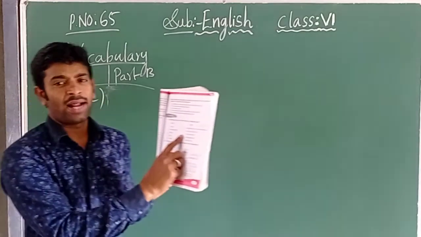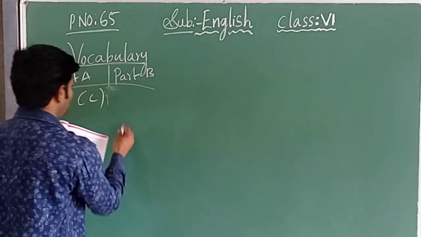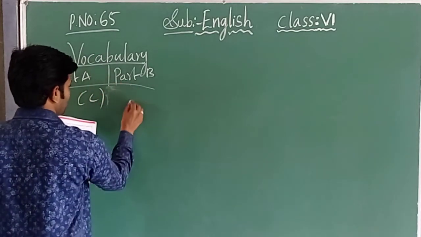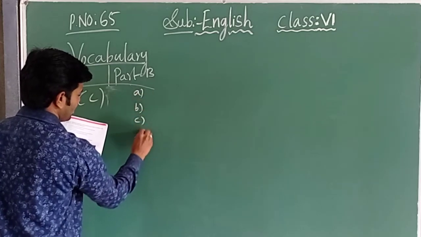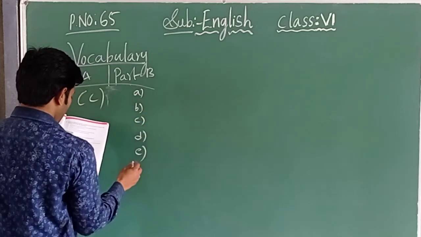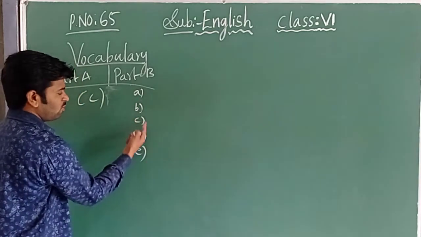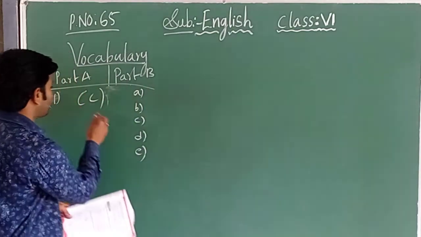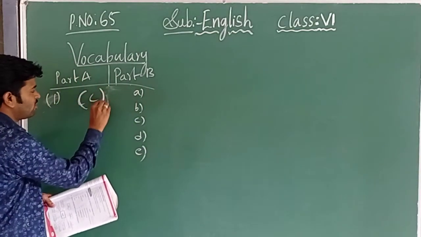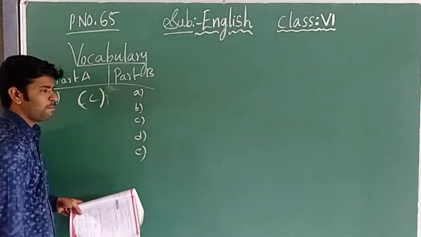There is a bracket given here, but the alphabets are not given, children. So what should you do? In part B, everybody should write A, B, C, D, E. How many meanings are there? Five meanings: 1, 2, 3, 4, 5. So you should match them and write the correct answer in the bracket. Where should you write, children? You should write the correct answer in the bracket.